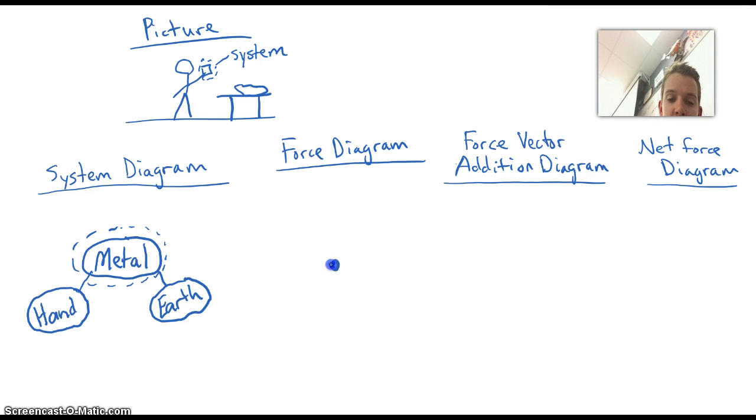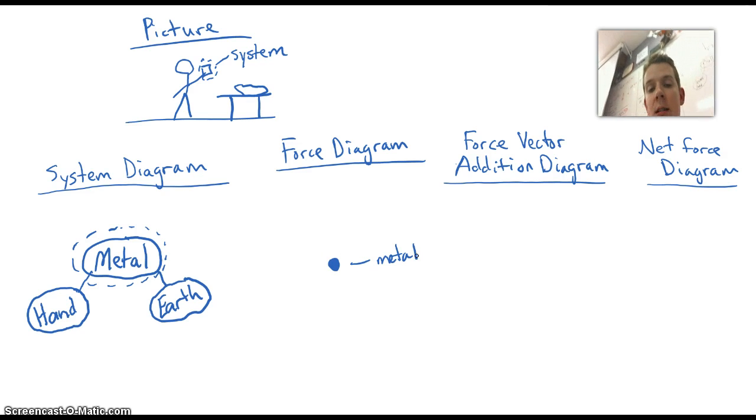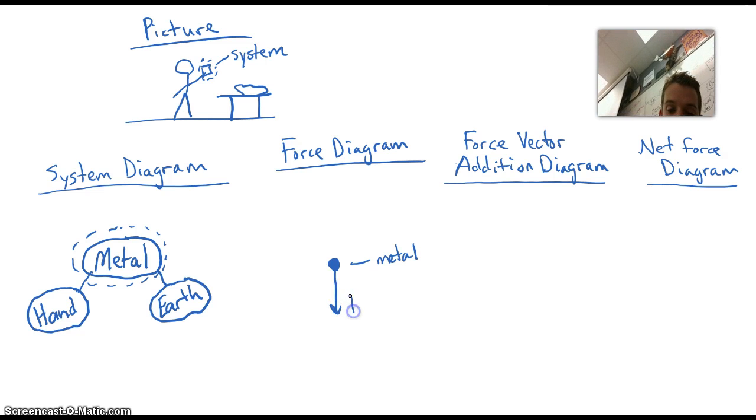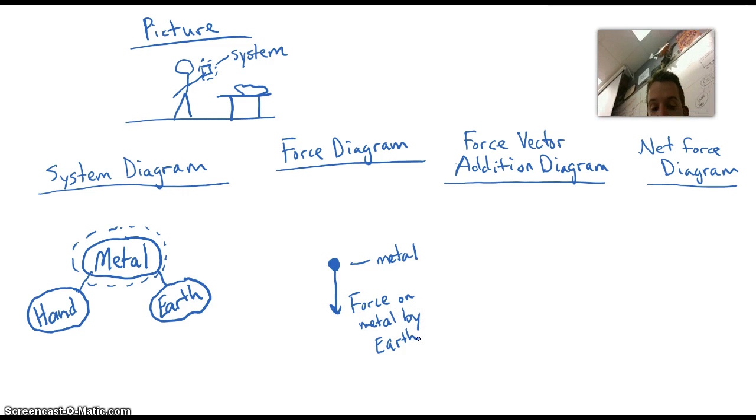So instead of drawing the metal, I'm just going to draw a little dot and pretend that it is the piece of metal. And on this diagram, I have to show all of the forces that are acting on the hunk of metal. The way I do that is by drawing a vector. I think the earth is applying a force downward. I have to label it force on metal by earth. All force vectors on this diagram need labels.